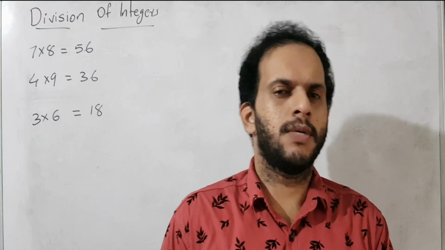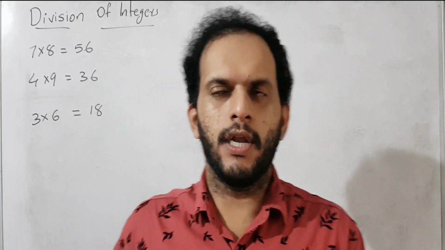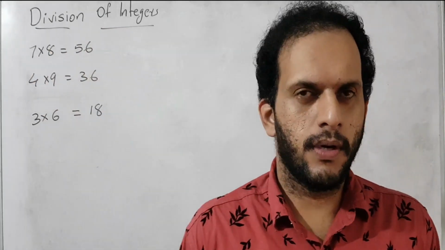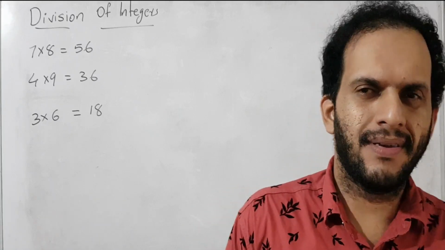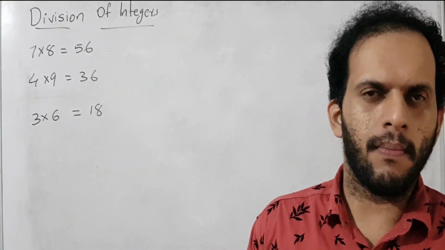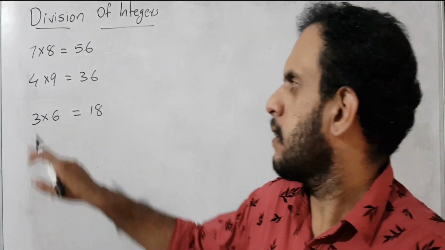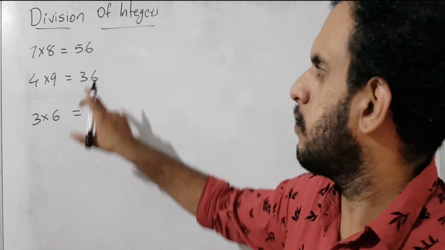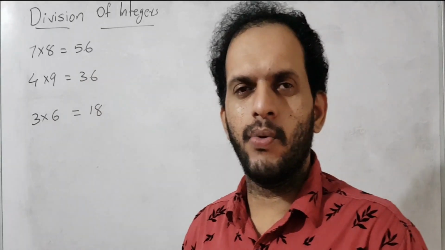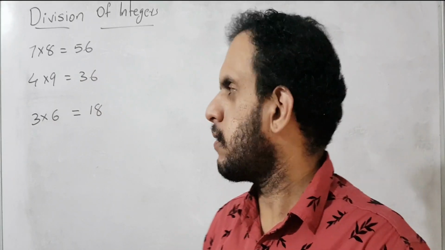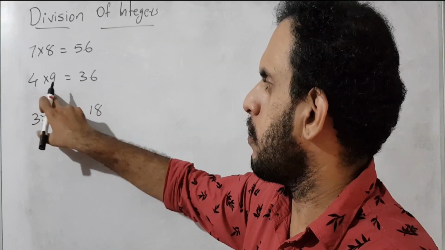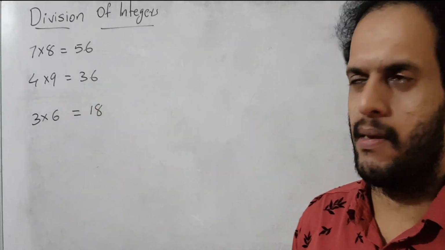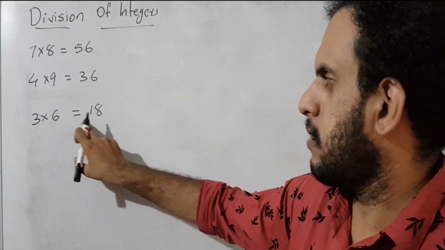Next we go to the last part of the chapter. That one is division of integers. Before we check division, we know the multiplication, correct? Here 7 into 8 is equal to 56, 4 into 9 is equal to 36, 3 into 6 is equal to 18.